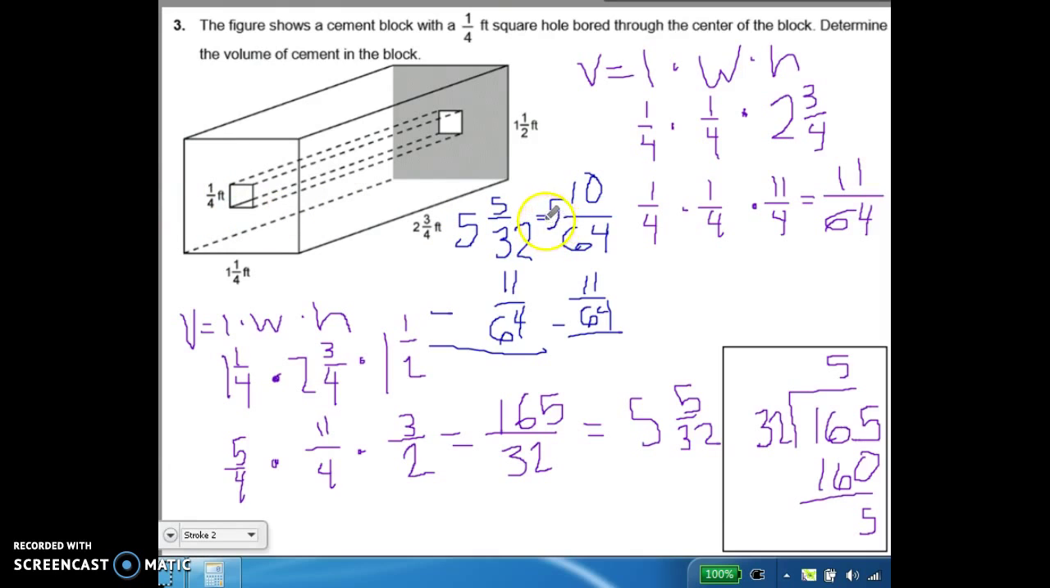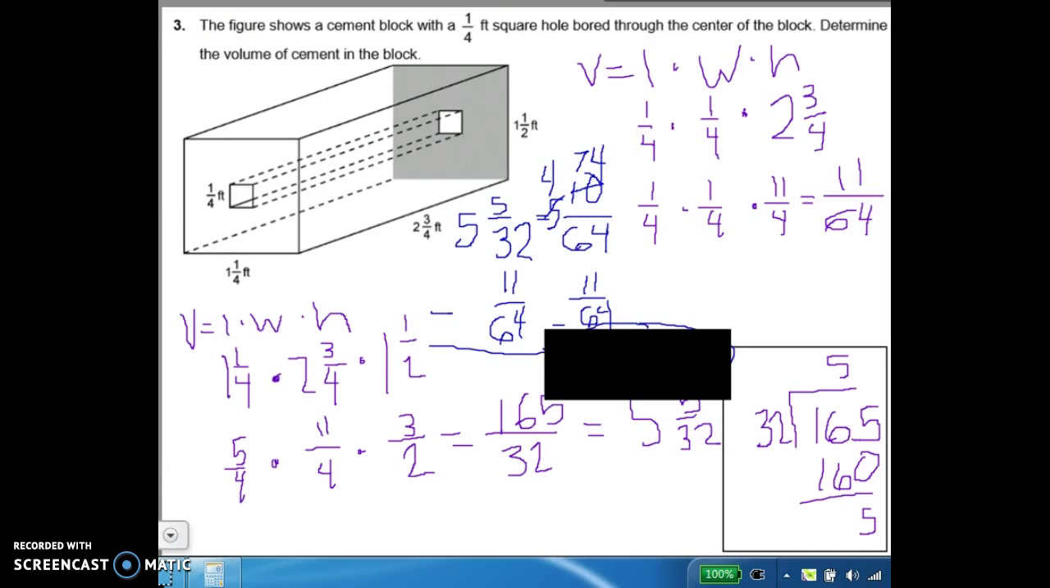We need to change this into 4 and borrow 64/64. So that would make this 74, because we're adding that 64 that we cut that whole number up into. And then now we can take away the 11. Go ahead and try that. All right, I hope you paused that. Here's the answer. We get 4 and 63/64.